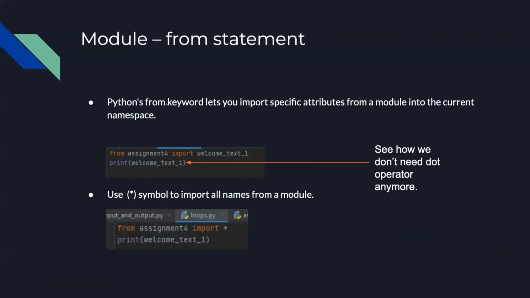With Python's from keyword, you can import a specific attribute from a module. So here we can do from assignment4 import welcome text 1, and now we can access welcome text 1 without the dot notation. We don't need to use our dot operator anymore when we do from assignment4 import welcome text 1. And this is something that you may have seen.